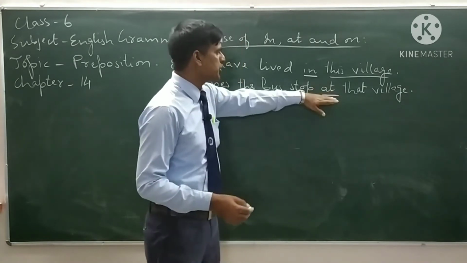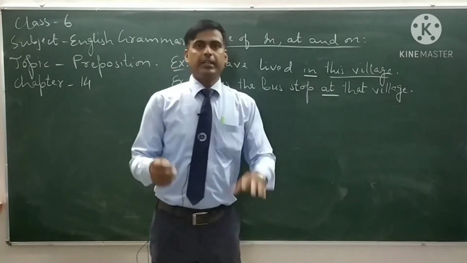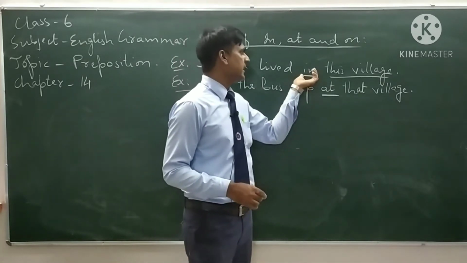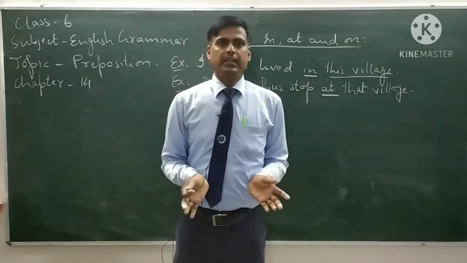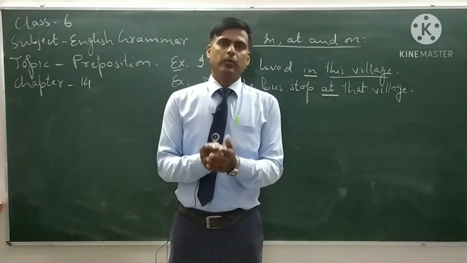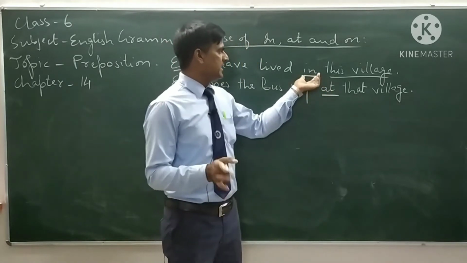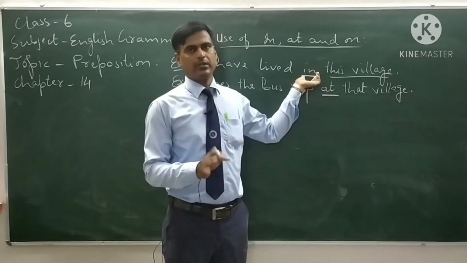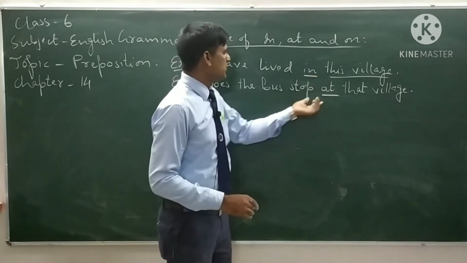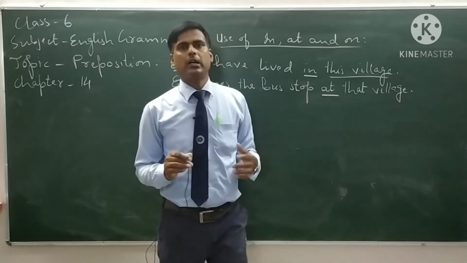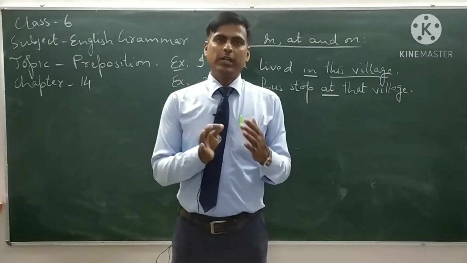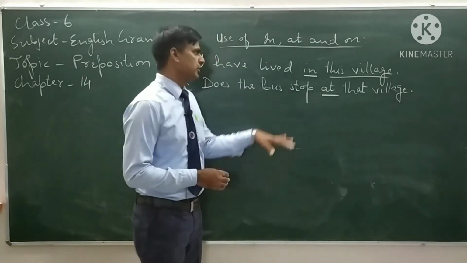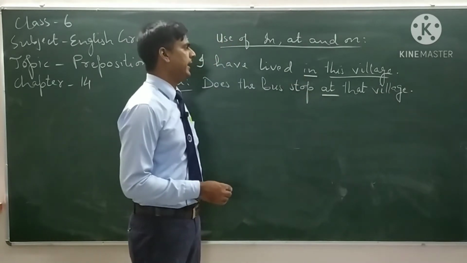At here shows us the point of a journey, and in shows us the area of that village. So we use in with cities, towns and villages to show the area of that village, city or town. We use at with cities, towns or villages to show the point of a journey of that village, town or city. So this is the difference between in and at.